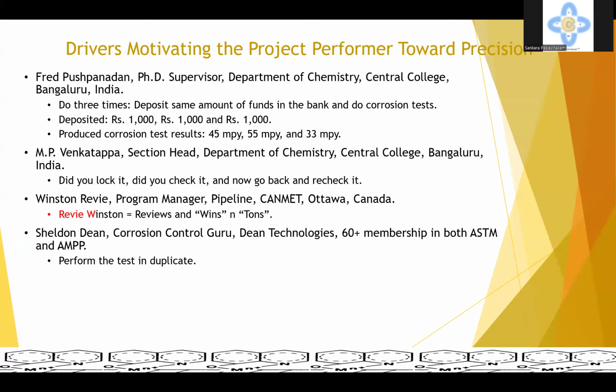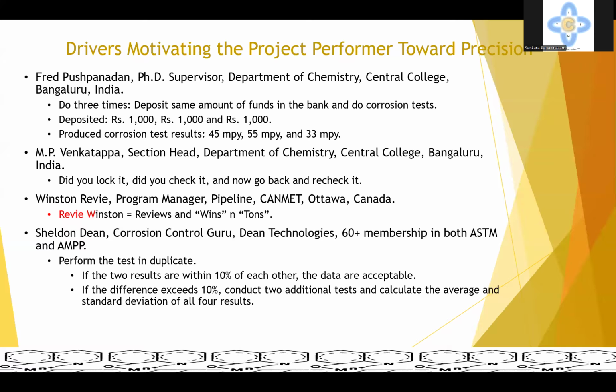And he had 2 principles. First, he suggested that you perform the test in duplicate. That is, do the test twice. If the results are within 10% of one another, accept the data. If the results are not within 10%, then conduct 2 additional tests and calculate and report the average and standard deviation from all 4 tests. So in this process, initially we need to do only 2 tests to establish the repeatability.